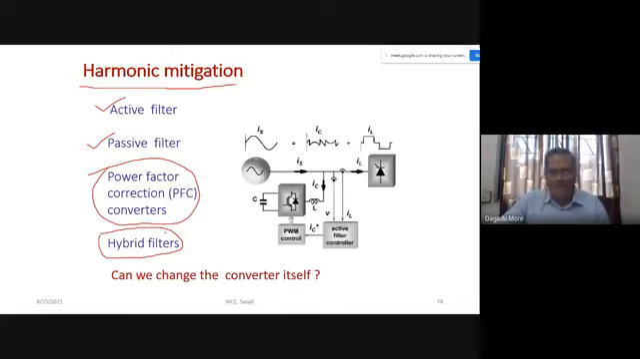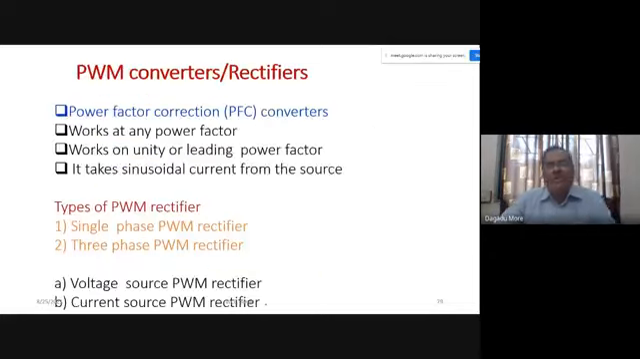So filters are one option, whereas another is, instead of going for our thyristorized converter, we can change the converter itself, and that we can call a PWM converter. So that will be the starting point of this subject. We are starting with PWM converters, or you can call them PWM rectifiers. These come under power factor correction converters. The basics required for PWM converters are the inverter basics, which we have already discussed.